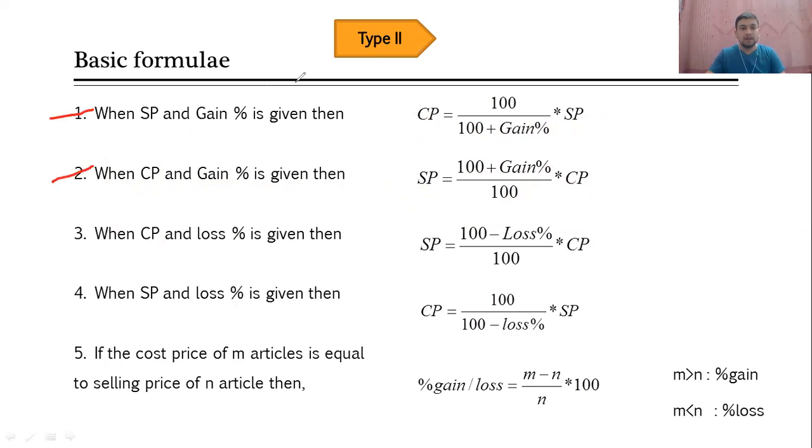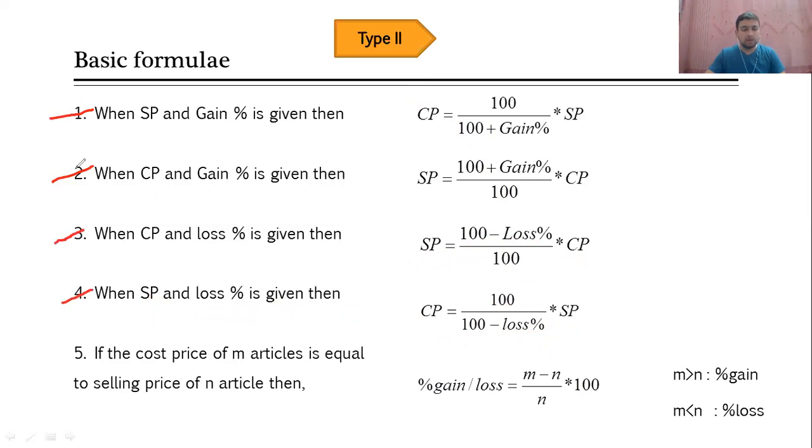Next, when CP and loss percentage is given to you, now we will talk of loss percentage. So how can you calculate SP? SP is equal to (100 minus loss percentage) upon 100 into CP. And if SP and loss percentage is given to you and you want to calculate CP, it will be equal to 100 upon (100 minus loss percentage) into SP.